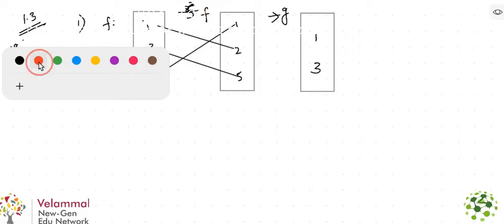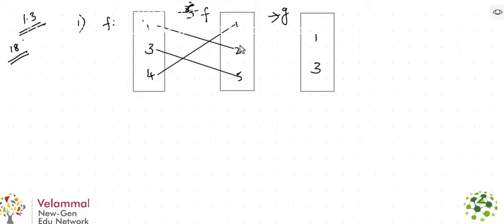Then how is g defined? Just look at it. (1, 3) means 1 goes to 3. (2, 3), what does it mean? 2 also goes to 3, and 5 goes to 1. So this is how the function g is defined. You are asked to calculate g composition f. So we are going to do g composition f for each element.